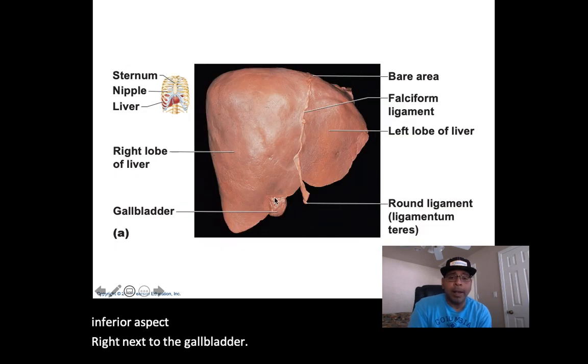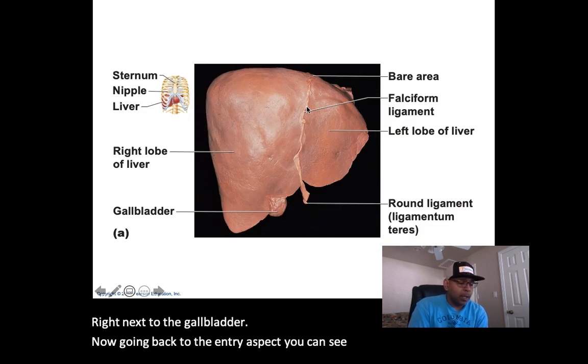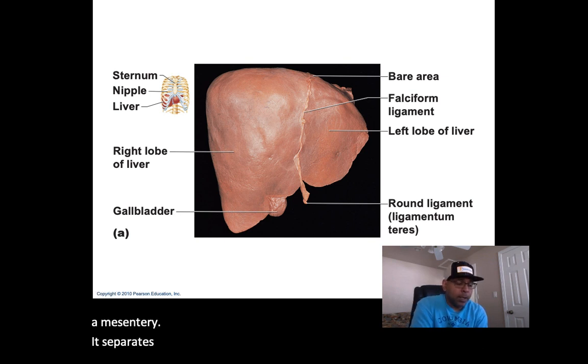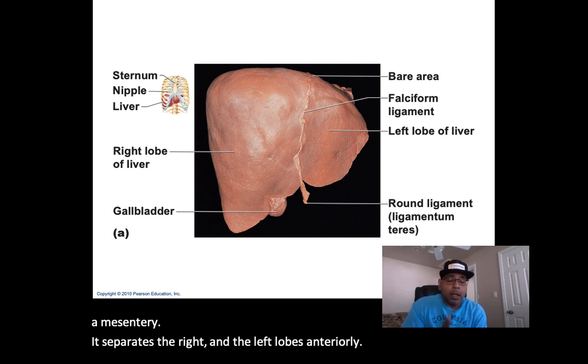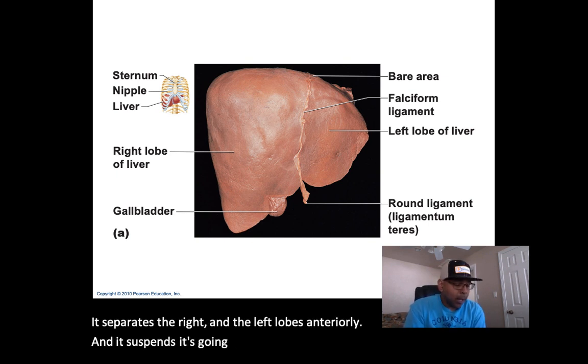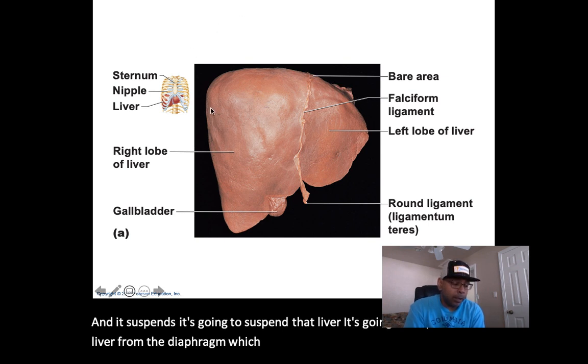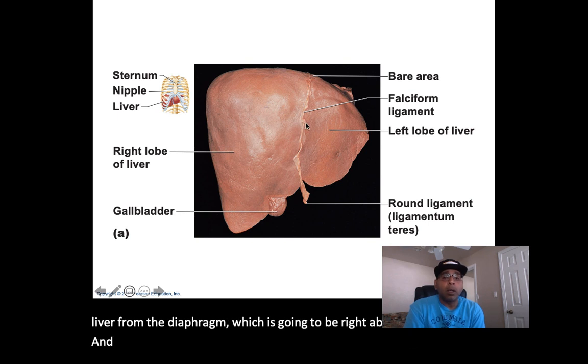Now going back to the anterior aspect, you can see the falciform ligament. It's a mesentery. It separates the right and the left lobes anteriorly, and it suspends the liver from the diaphragm, which is going to be right above it, and the anterior abdominal wall.